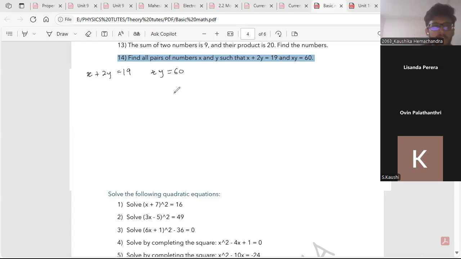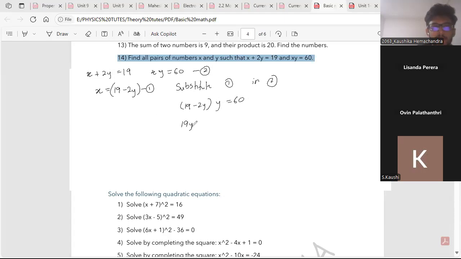So first we have to get an expression for either x or y, right? We can use this equation and write that x is equal to 19 minus 2y. I just sent 2y to the other side, so it becomes minus 2y. Then xy is equal to 60, right? I can substitute 1 in 2. That is, instead of x, I can write (19 minus 2y) into y is equal to 60.